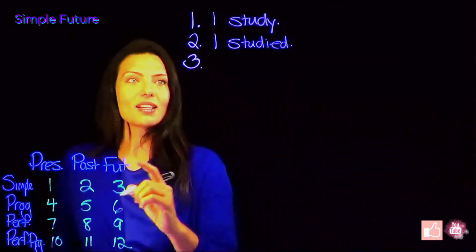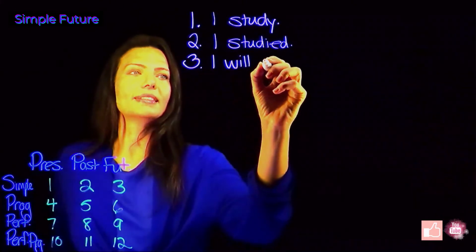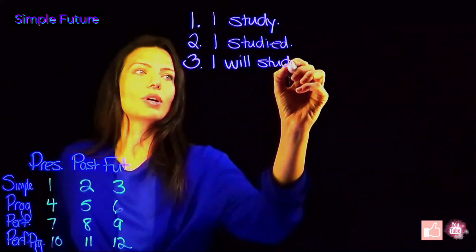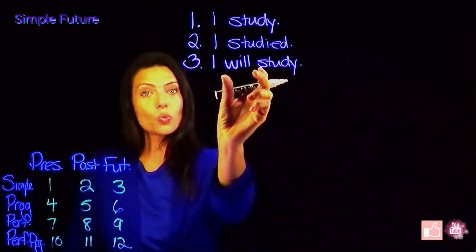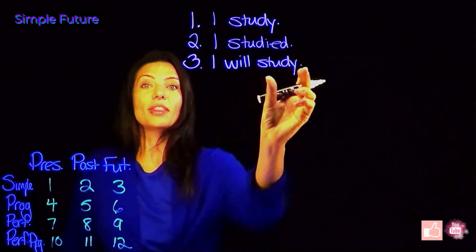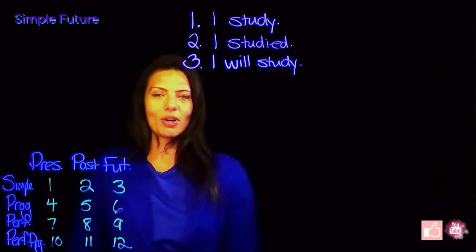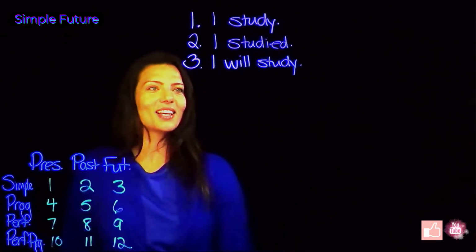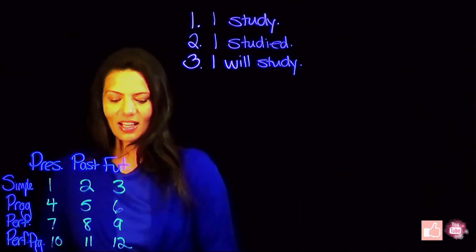Number 3. The next one is simple future. I will study. So in this verb tense, we're using the subject plus will, then the base form of the verb. I will study. I don't want to study right now. I will study later at a time in the future. All right, let's take a look at the next one.